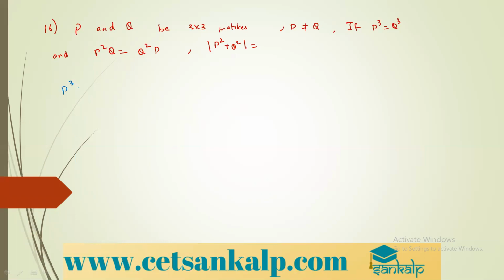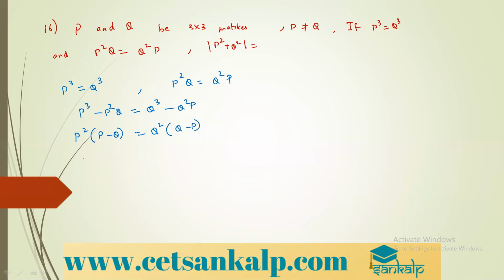We are given P cube equal to Q cube. We have to use this. And we are given P square Q equal to Q square P. So I will subtract both the equations. P cube minus P square Q equal to Q cube minus Q square P. Then I will take P square common, so P minus Q, and Q square common, so Q minus P.